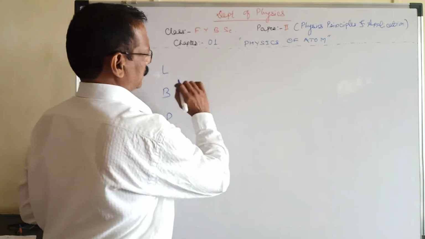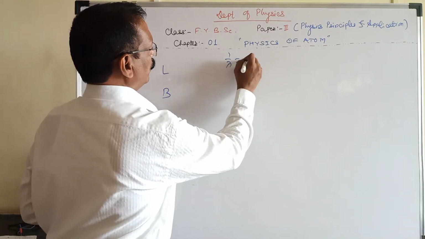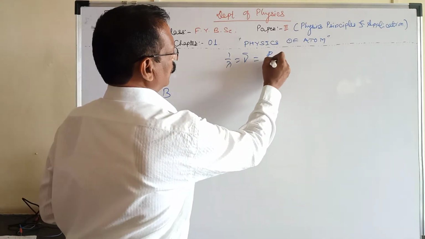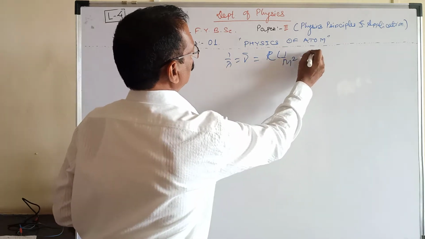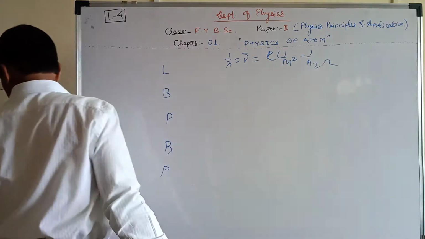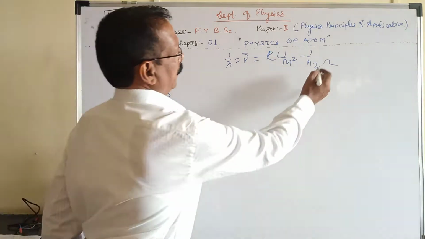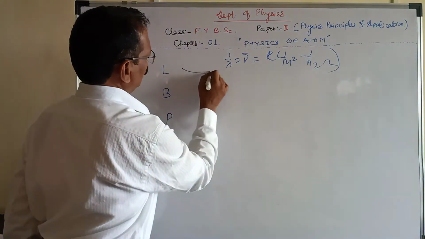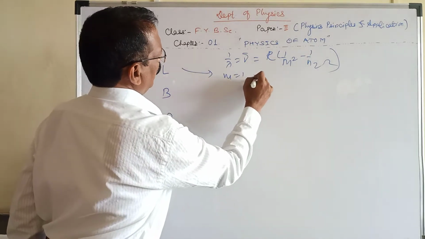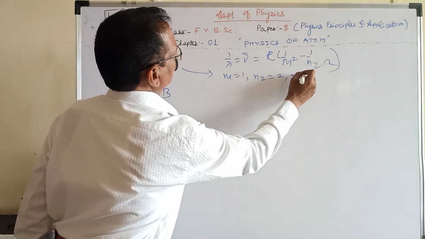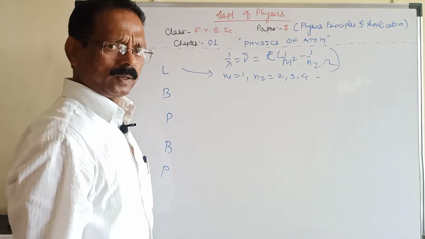We know the equation for the series: 1 upon lambda, which is the wave number ν̄, is equal to R into (1 upon n1 square minus 1 upon n2 square). For the Lyman series, n1 is equal to 1 and n2 is equal to 2, 3, 4 and so on, where R is nothing but the Rydberg constant.